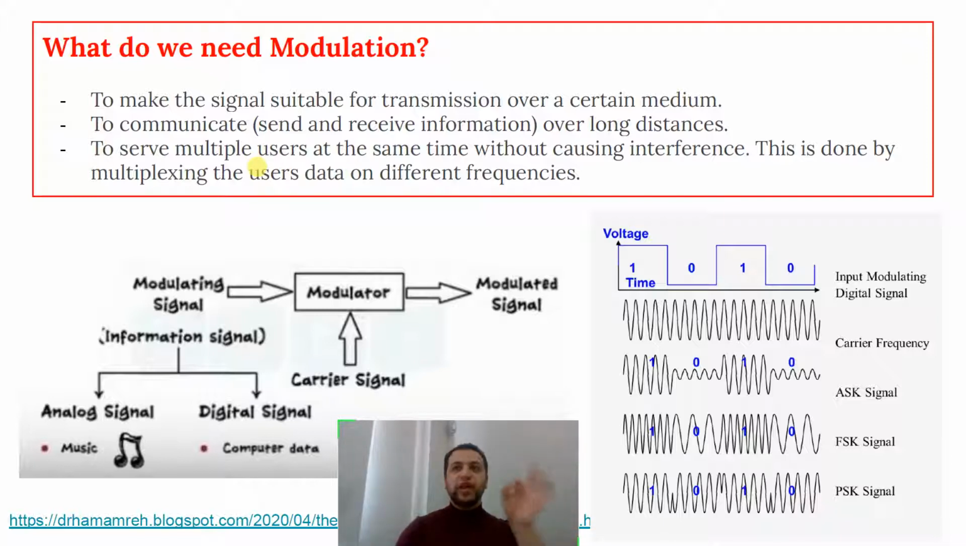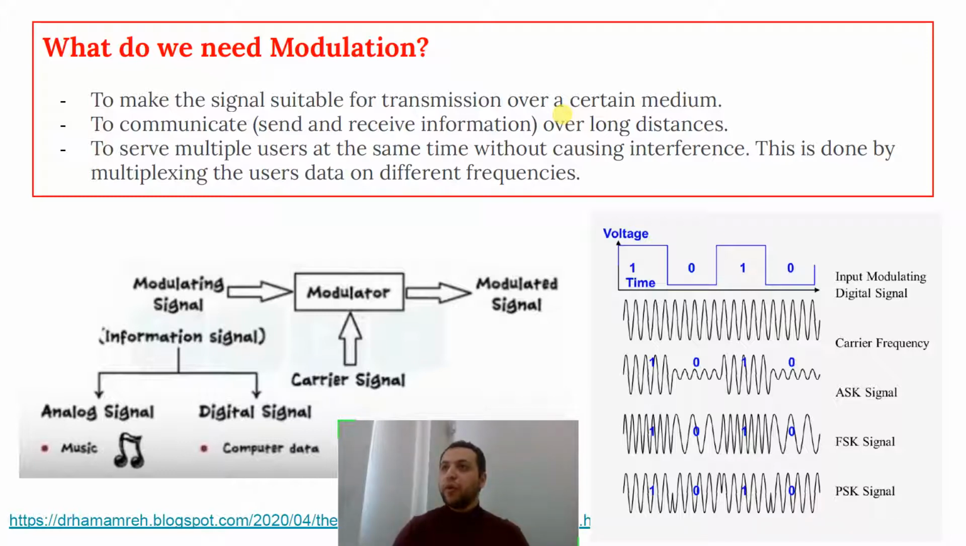So there are many reasons for why we need modulation, but you can summarize them mainly in 3 points, 3 corner points. 1, to make the signal suitable for transmission over a certain medium. Yes, prepare your signal to be transmitted over a certain medium.